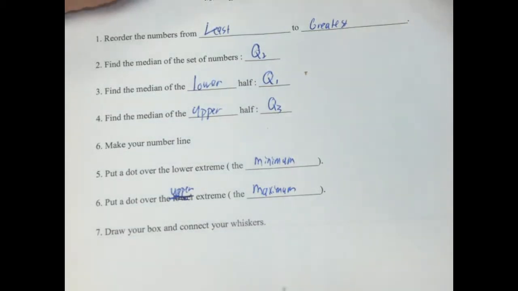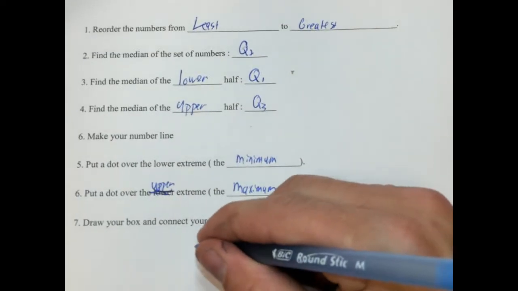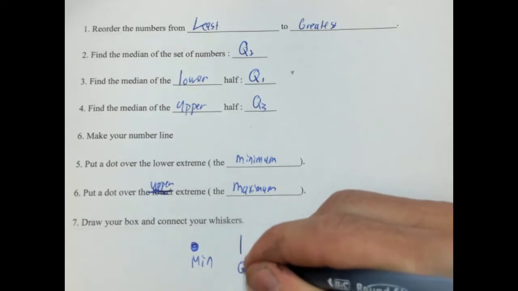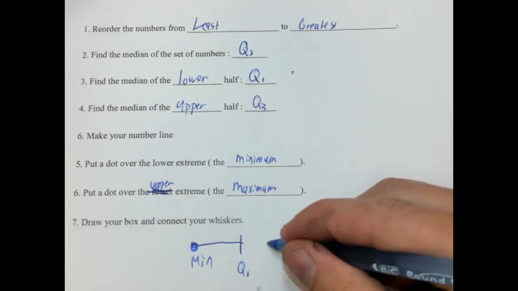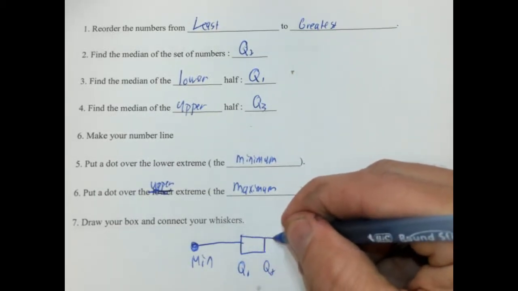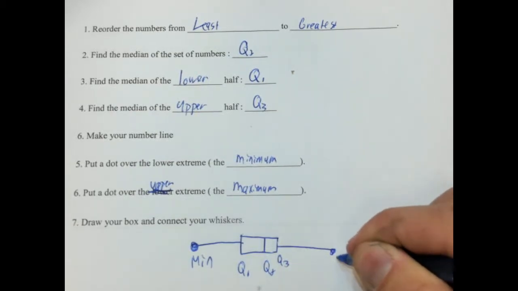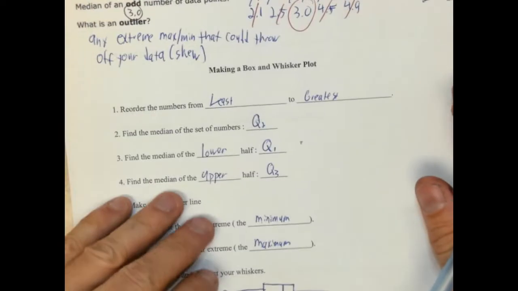So let's kind of walk our way through this. So, what it's going to look like is this. So this would be our minimum. This would be our Q1. Now this isn't exactly how it looks because there's a whole bunch of ways it could look, but it could look something like this. Q2, Q3, and then your maximum is over here. That's basically a rough estimate of what they can look like. There you go.